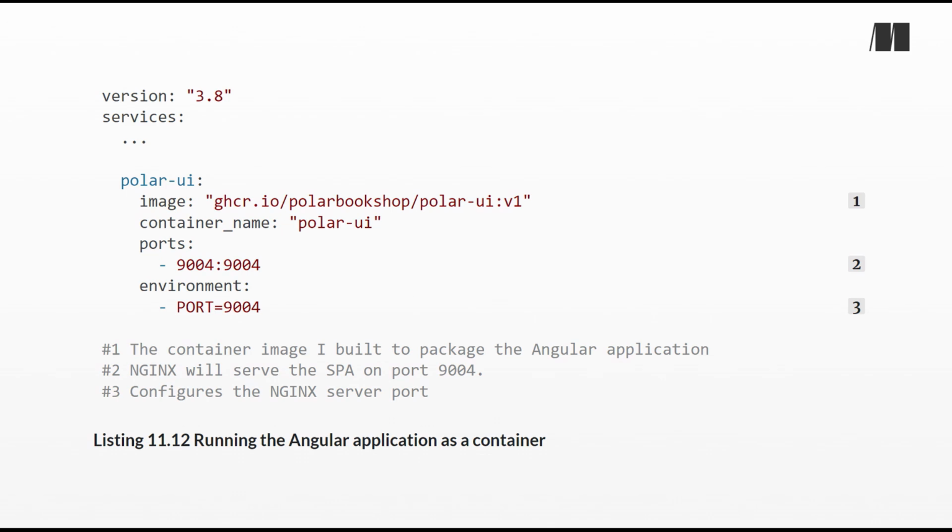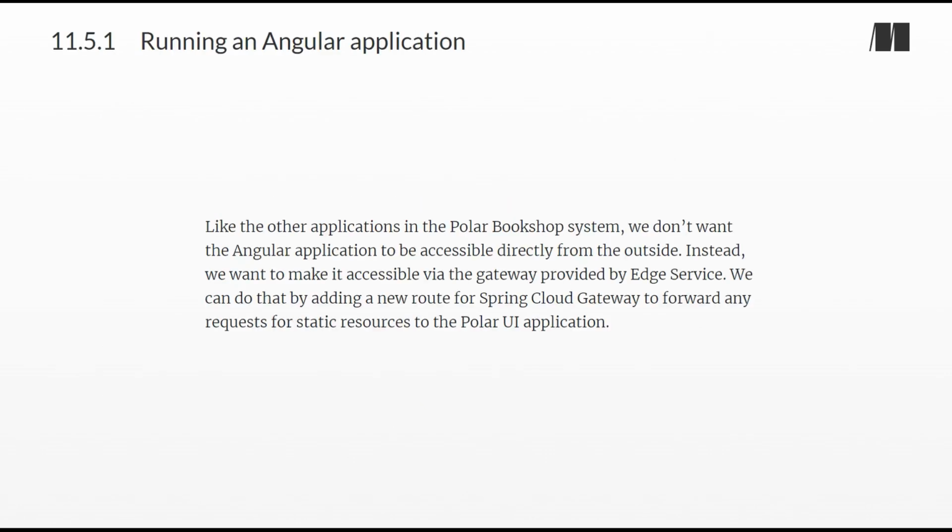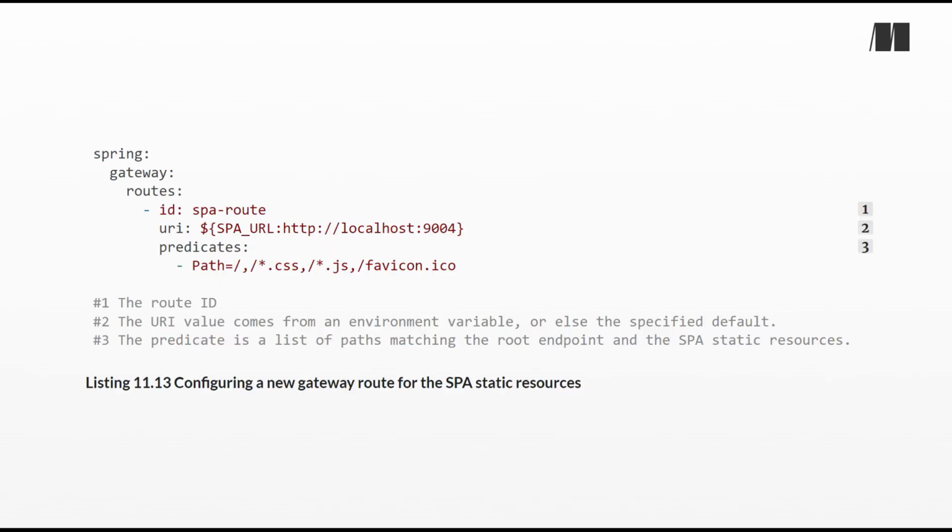Listing 11.12, Running the Angular application as a container. Like the other applications in the Polar Bookshop system, we don't want the Angular application to be accessible directly from the outside. Instead, we want to make it accessible via the gateway provided by Edge Service. We can do that by adding a new route for Spring Cloud Gateway to forward any requests for static resources to the Polar UI application. Go to your Edge Service project, open the application.yml file and configure the new route as follows.